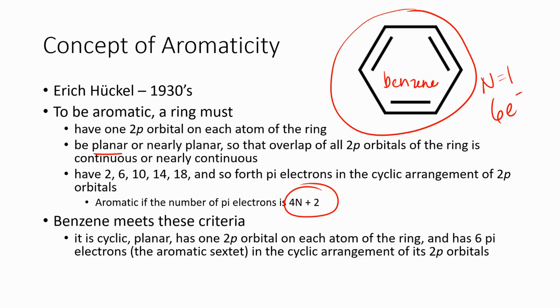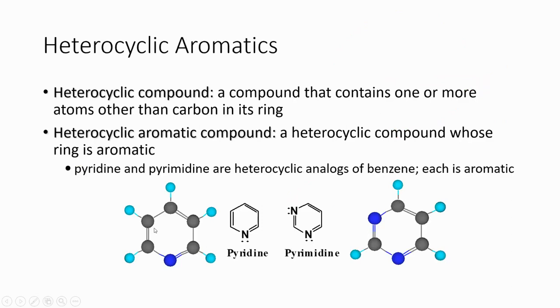And then it meets all of the rules again because it's cyclic, it's planar, it's got those p orbitals on each atom, it's got the 6 pi electrons, and so it's meeting all of these criteria, and it qualifies as aromatic. But so do a lot of other compounds.